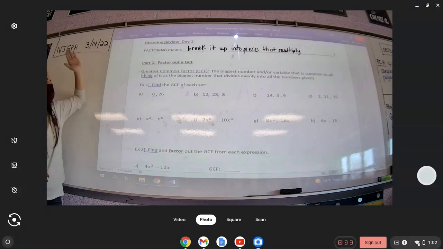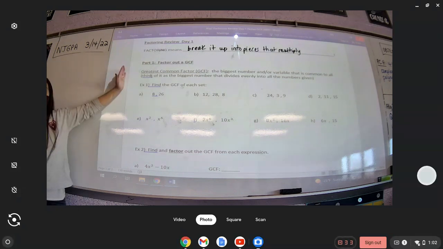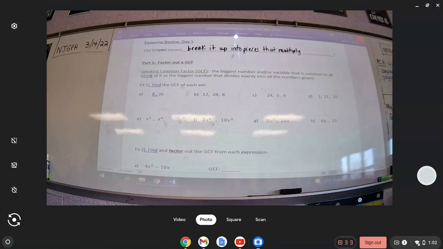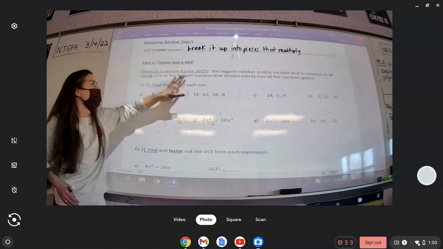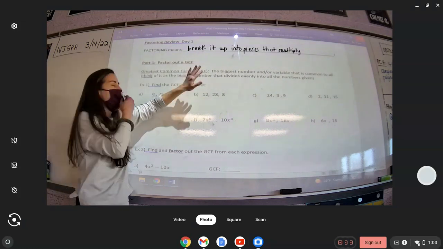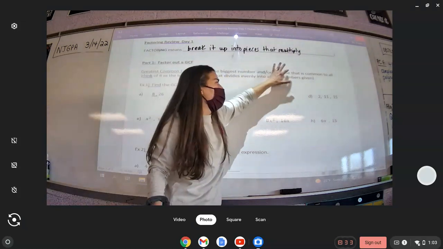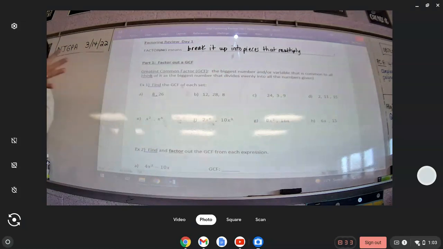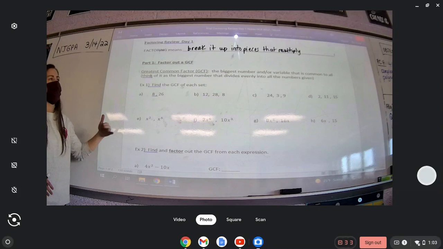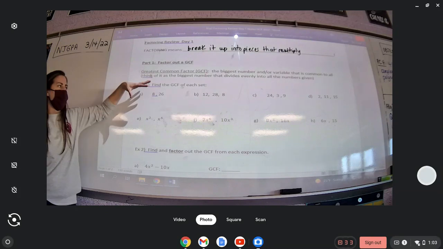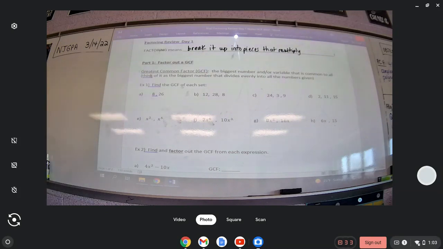All right, so the first way you are taught to factor ever is by factoring out your greatest common factors. That's the kind of factoring we're going to do today. So what is the greatest common factor, otherwise known as your GCF? The GCF is the biggest number and or variable that is common to everything in the expression. Another way to think of it is the biggest number that divides evenly into all of the other numbers in the problem.